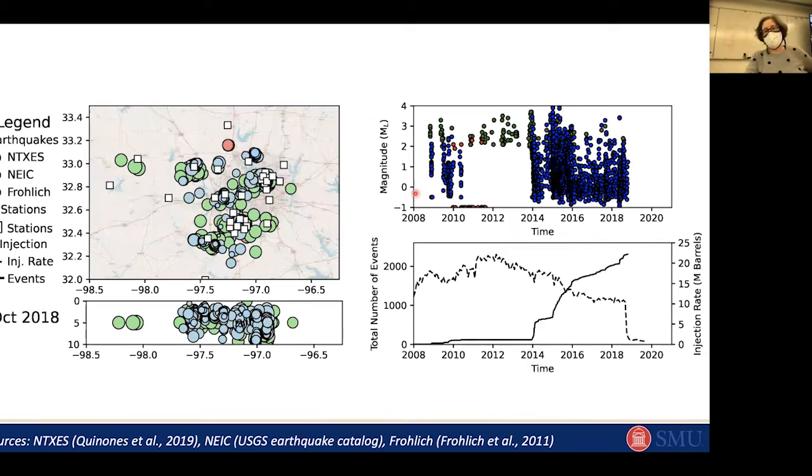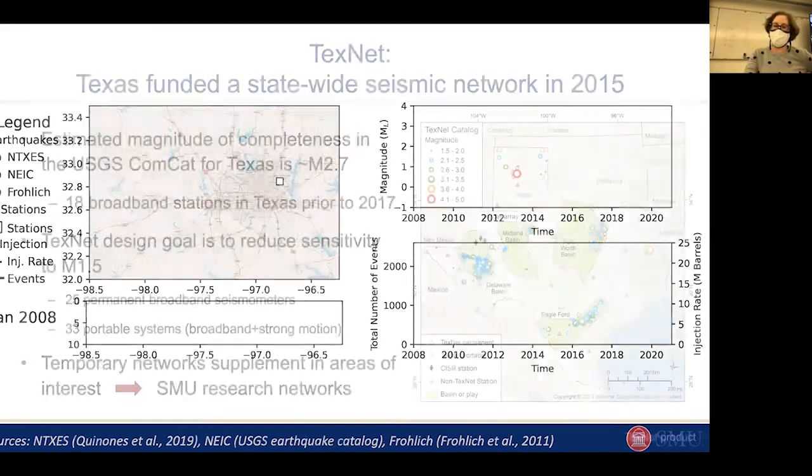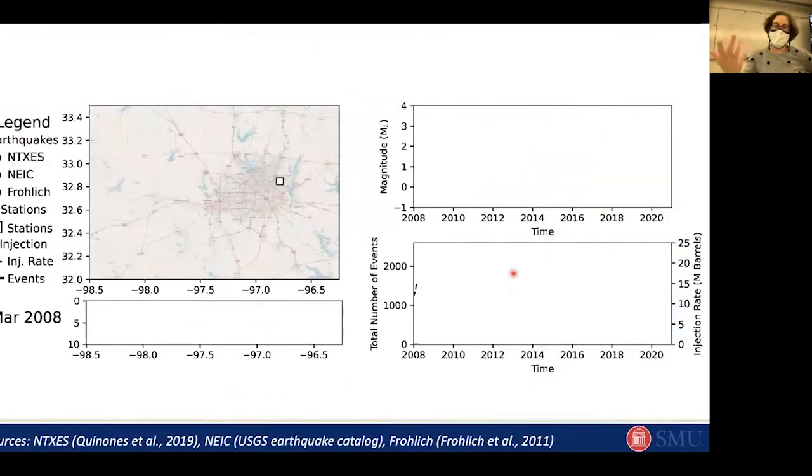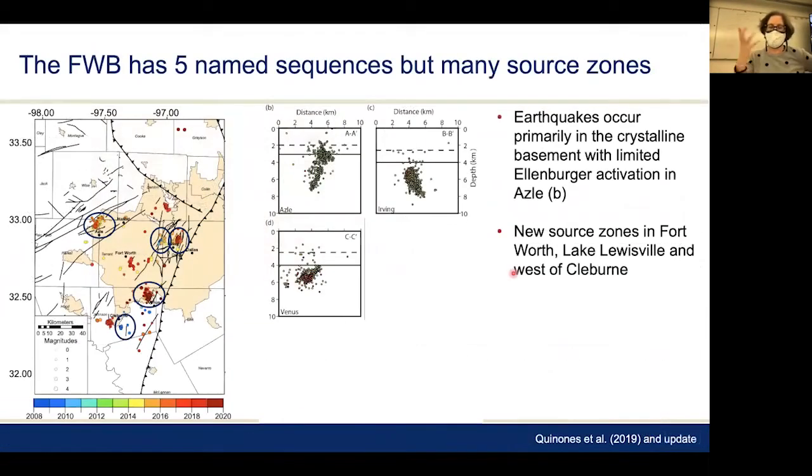So you can see when SMU operates stations, the magnitude of sensitivity goes way down. USGS kind of just hovers up here in the greens at above magnitude 2. And then you can see when we really start putting more stations into the ground back in 2013. We're going to look at this in some other ways in the next few slides, so I won't stay on it. Here's just the blow up again, Dallas, Fort Worth.